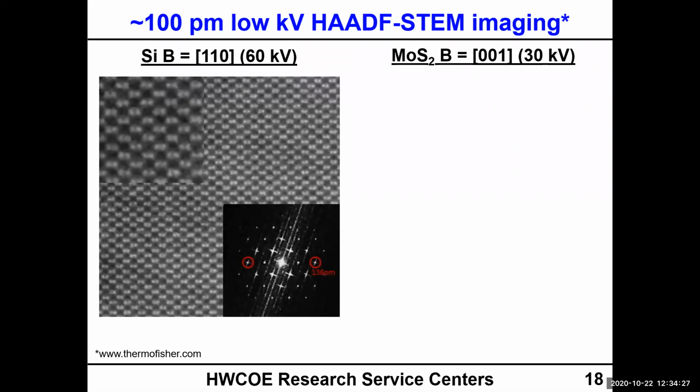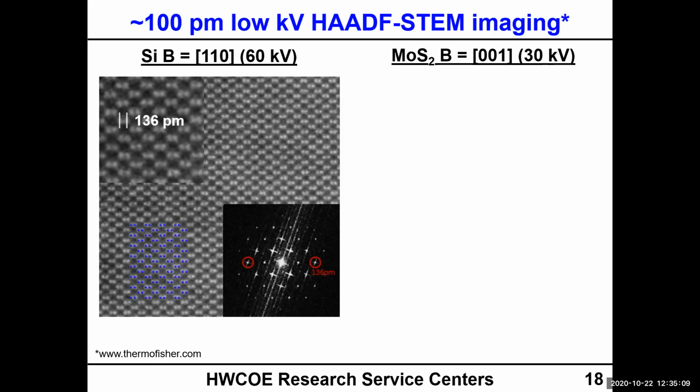If we look at silicon, for example, viewed along a 110 zone axis at 60 kilovolts, we can clearly see the pairs of silicon atoms, or columns of silicon atoms, I should say. Those are separated by 163 picometers. Even though the separation is 163 picometers, we can deduce that the detail in this picture is sub 100 picometers based on that lower right inset, which is called the fast Fourier transform. I'm not going to get into extreme detail, but we can use that to figure out the detail limit of the image. Another example, and that's the projection, of course.